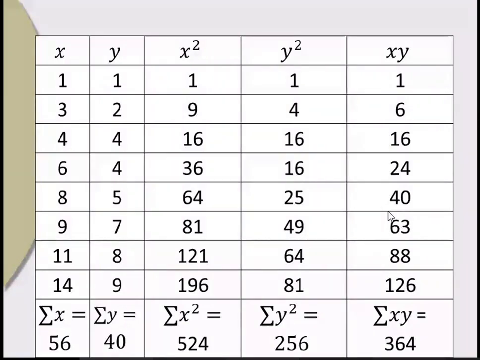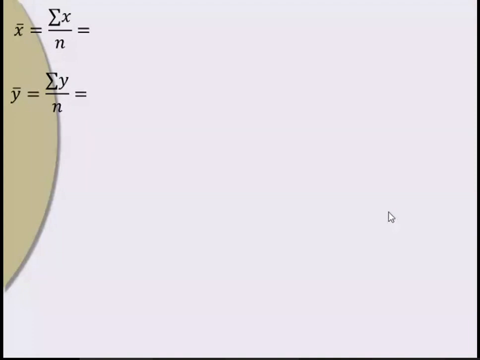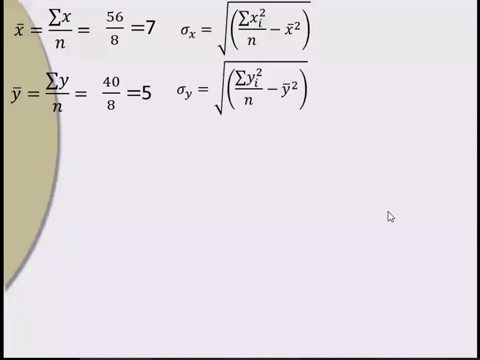And for that we need x bar, y bar, and n. N means the total number of terms. Here there are a total of 8 observations, so taking n as 8, x bar will be summation x, which we get from the table, that is 56 by 8, which is 7. Summation y is 40 divided by 8, that will be 5.